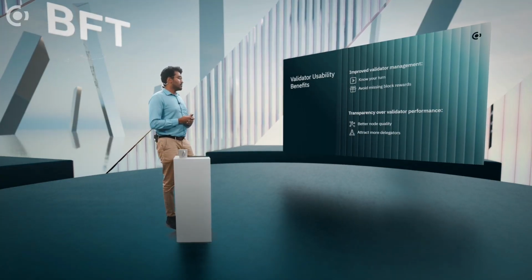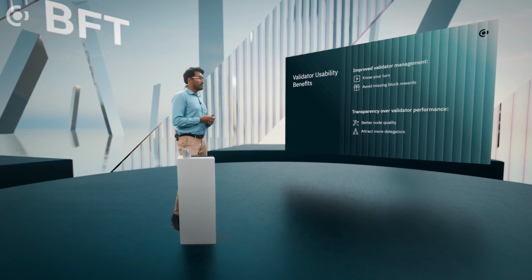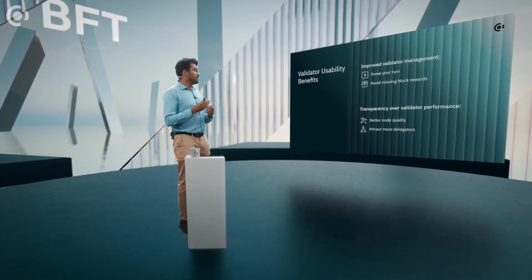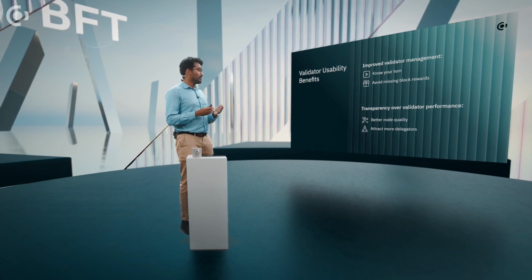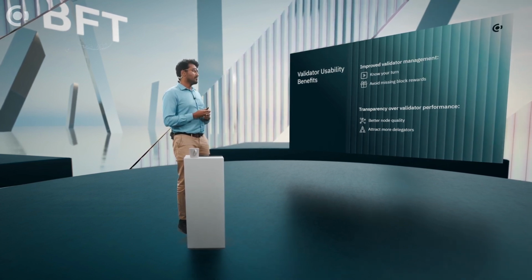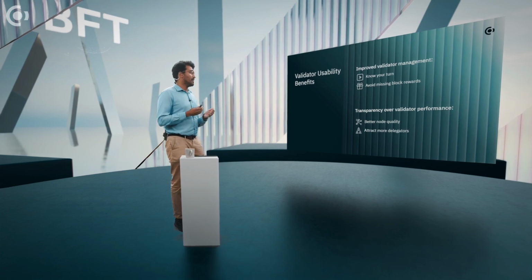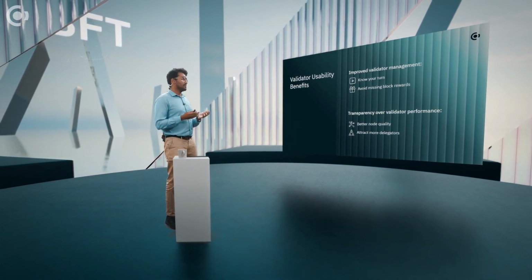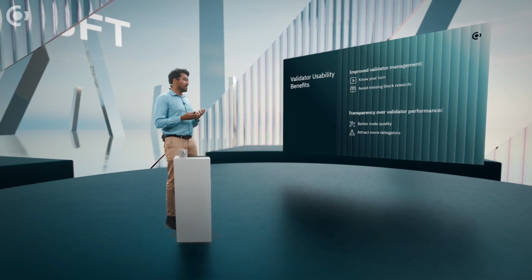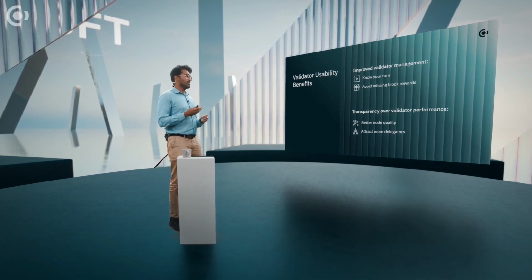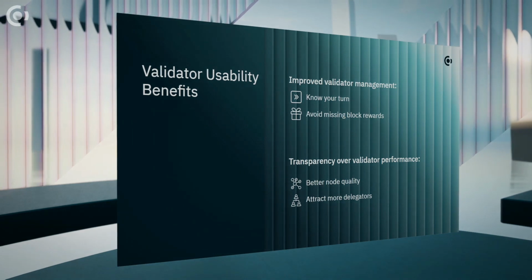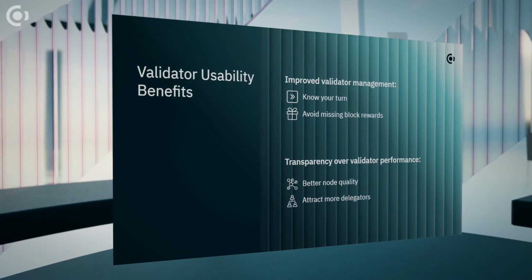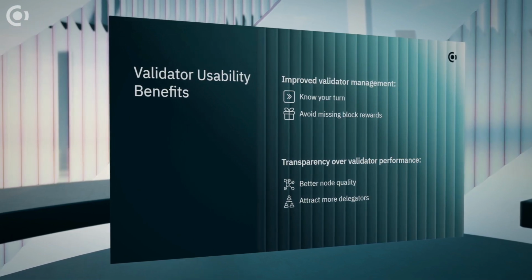So those were the performance metrics. And what's also nice about Concordium BFT is that it offers benefits for validators in terms of how they can manage their nodes. Now with Concordium BFT, you can actually see when your turn is coming up. And by knowing when your turn is coming up, you can ensure that you don't miss a software update or that your node is offline, and hence you can be sure that you don't miss out on any block rewards.